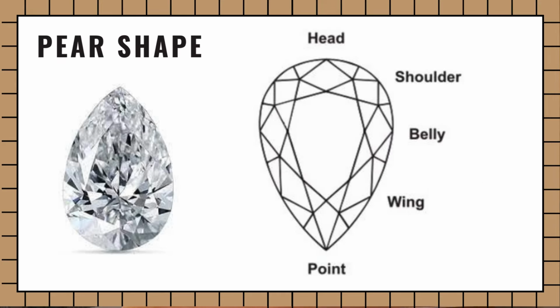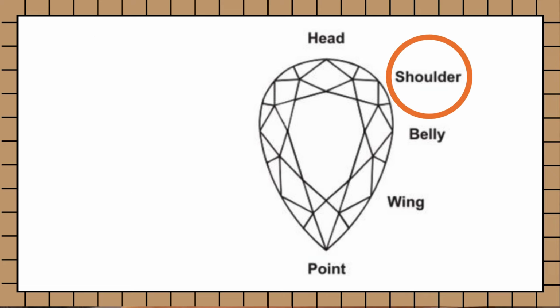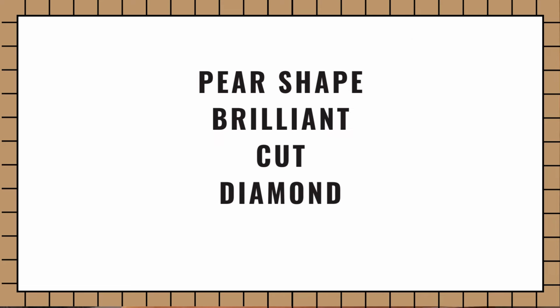So this right here is the head area. The small area is the point, and right above the point we have the wing. The middle of the stone is known as the belly, and then right near the head we have the shoulder. So this exactly is how a pear-shaped brilliant cut diamond looks like.